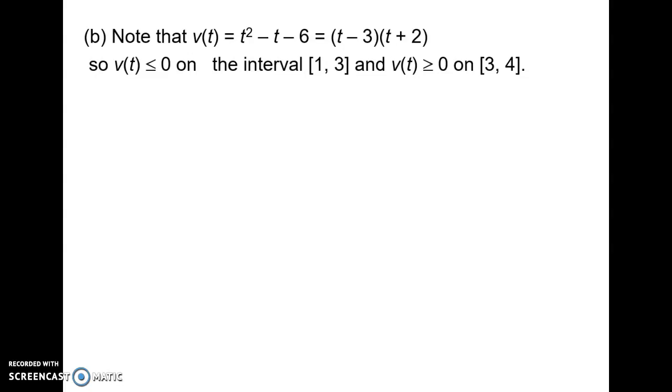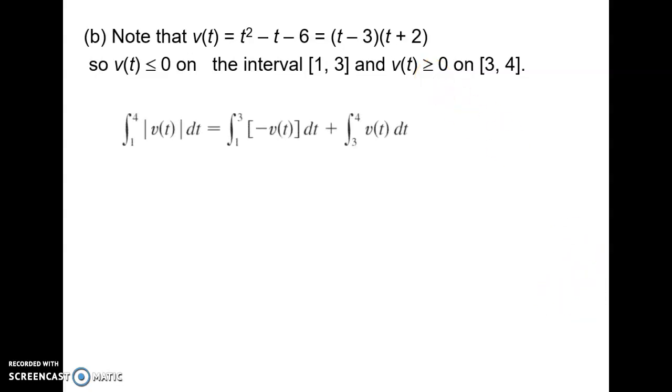So in this case, whenever the velocity is negative, we want to make sure that we are taking the absolute value of that, or taking that into account. On this particular function, if I factor the velocity, you can see where the zeros are. So on the interval from 1 to 3, the velocity is negative, and then the velocity is positive from 3 to 4.